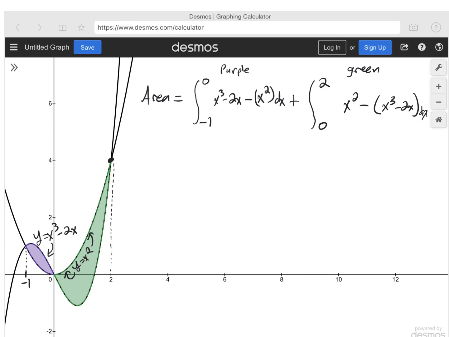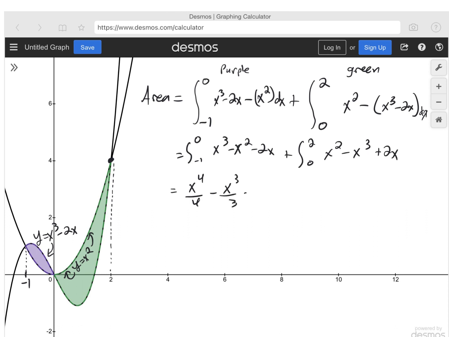Let's go ahead and do this. I will take a brief moment to just simplify these. I want to rewrite it without parentheses. This is x cubed minus x squared minus 2x. And then this is 0 to 2, x squared minus x cubed plus 2x. Okay, so my first definite integral, when I take the antiderivative, I get x to the fourth over 4 minus x cubed over 3 minus x squared. I'm going to evaluate that at 0 and -1. Then I'm going to add on the second definite integral.